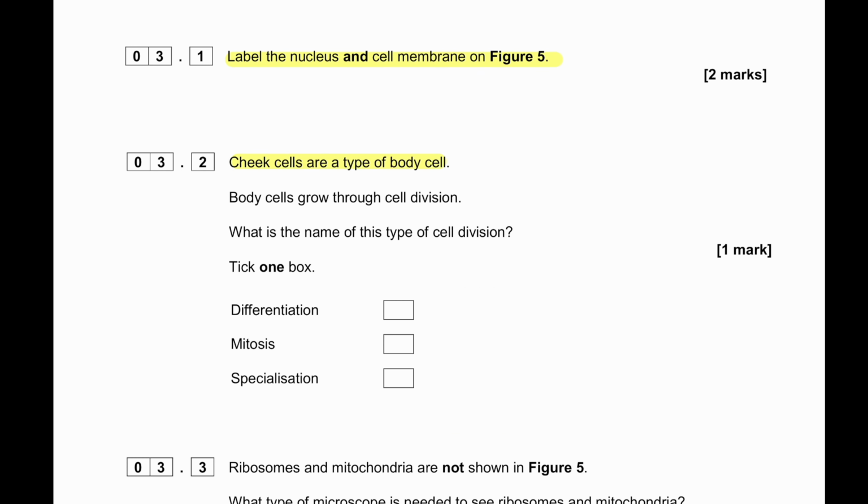Cheek cells are types of body cells. Body cells grow through cell division. What is the name of this type of cell division? Cell division that produces identical cells is called mitosis.